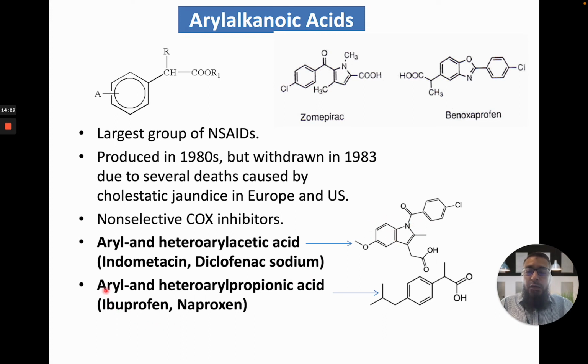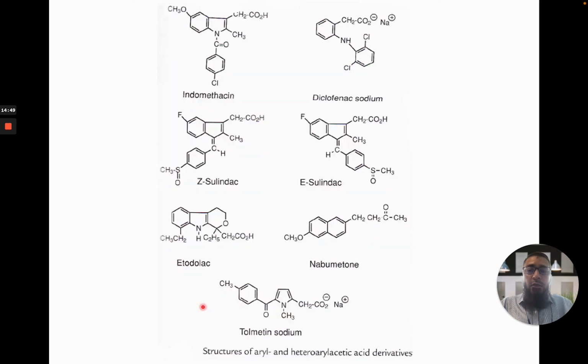And in the case of the aryl and heteroarylpropionic acids, the examples are ibuprofen or naproxen. So it has an aryl group, right, and the heteroarylpropionic acid. So this is propionic acid 1, 2, and 3. So these all come under the aryl or heteroarylpropionic acids. So these are some of the structures of aryl or heteroaryl acid derivatives.